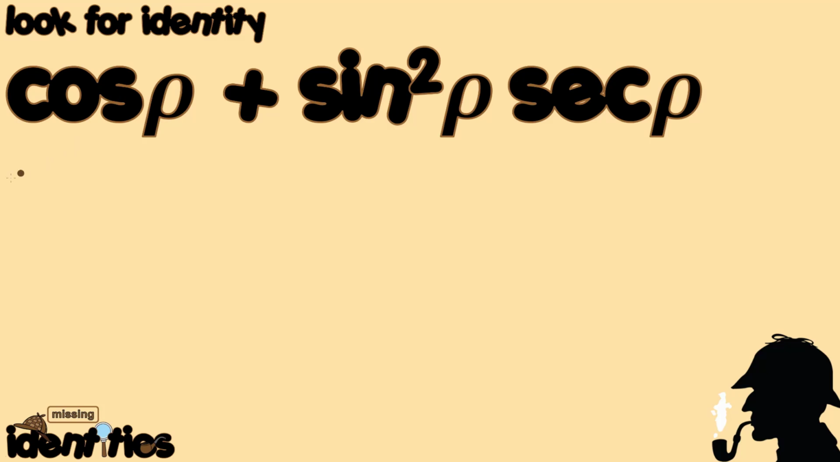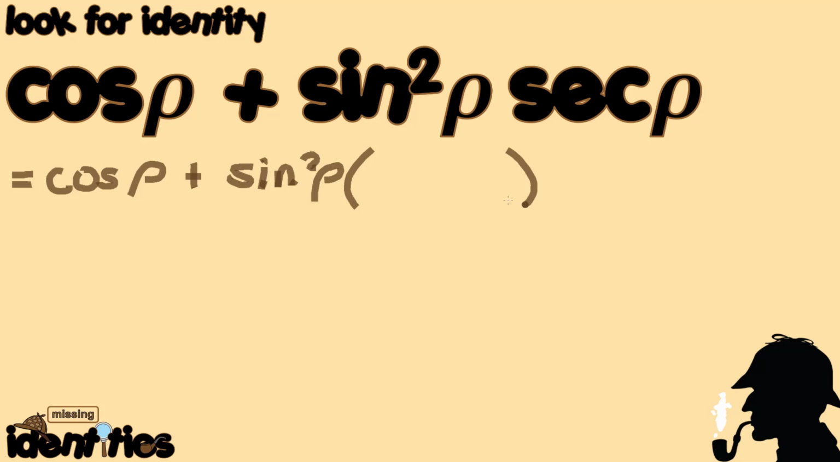That would mean, let's try to copy the first identity. It's still cosine rho plus sine squared rho. And then we change secant, take note it's a product, into its reciprocal, because secant is actually the reciprocal of cosine rho. After this, we're just going to combine all the expressions here and hopefully come up with a singular identity or a combination of other identities which is easier and simpler than the given.